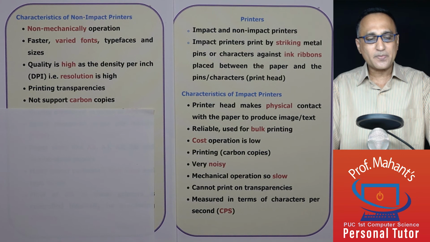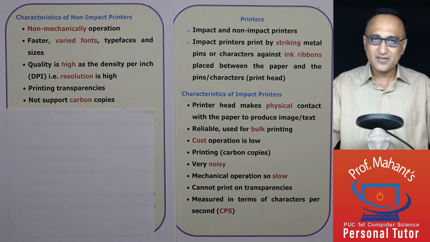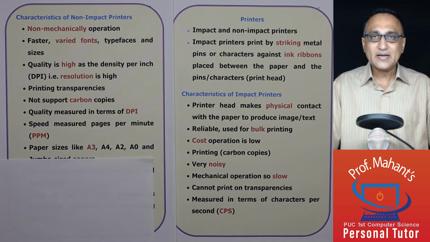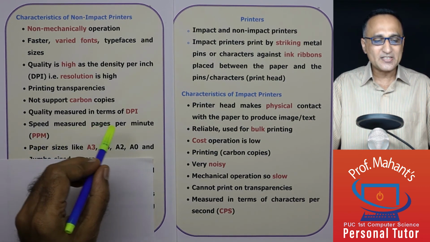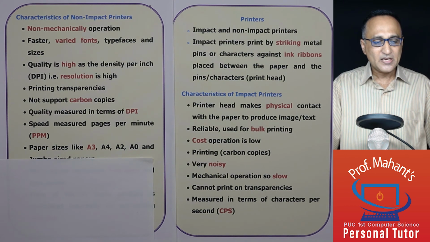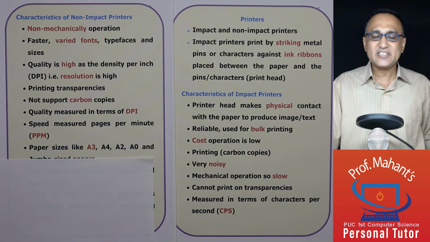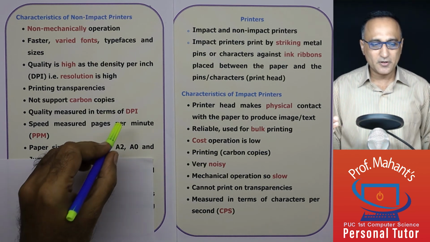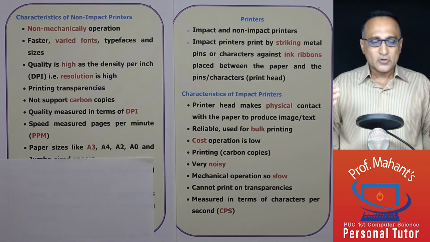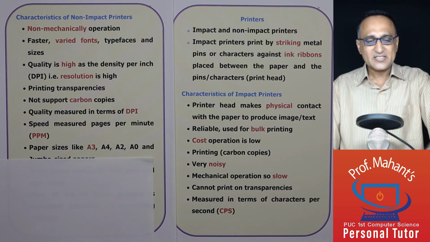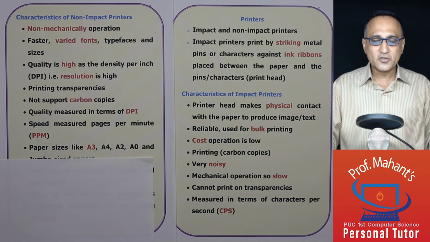It is useful in printing on plastic transparencies. Since the head doesn't create any impact with the paper, you cannot print carbon copies, so you have to print duplicates multiple times. Now, as I told you, the higher the density per inch, the better the quality of the printing. So the quality of a non-impact printer is measured in terms of density per inch. More dots or more density per inch, better the quality.